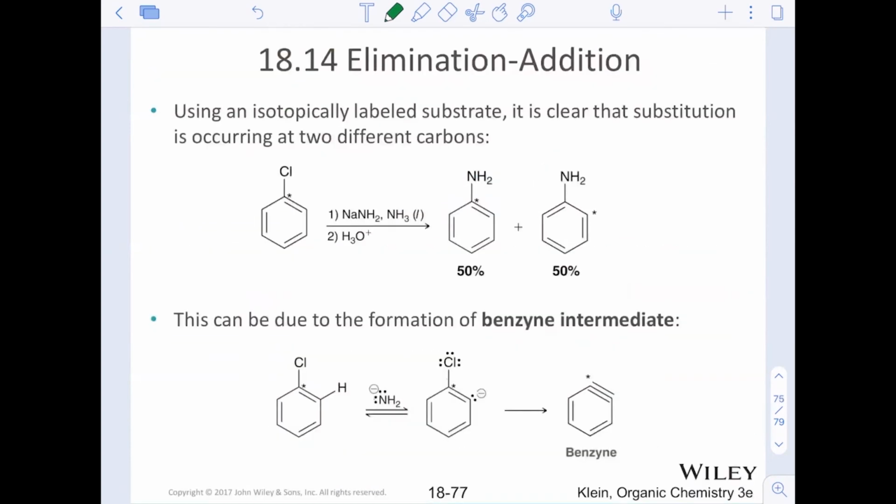Using isotopic labeling of a substrate, it's really clear that the substitution is occurring at two different carbons. Isotopic labeling is really, really helpful. So you can visualize and label carbons specifically with isotopes by changing one of the carbons to carbon 13, you can actually visualize the reaction a little bit better, and radio label it, all right, with a nuclear reactor is great.